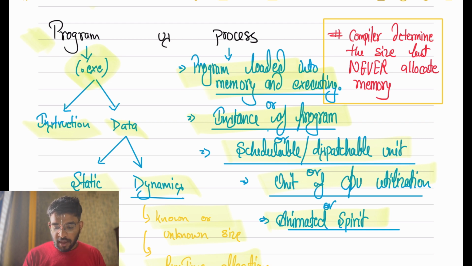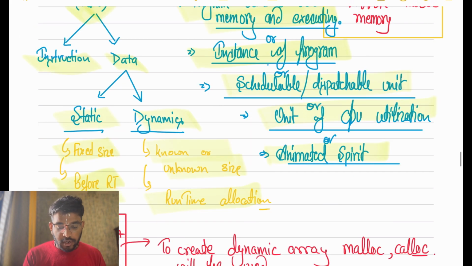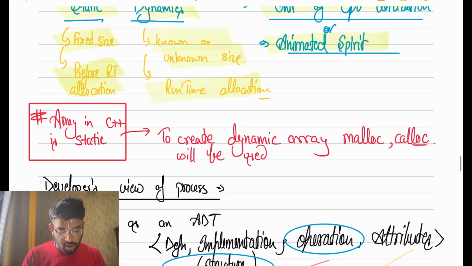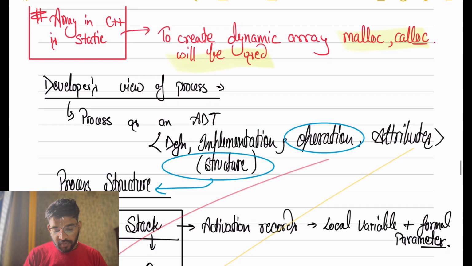The compiler determines the size but never allocates memory. During compilation, the compiler only determines the size but never allocates the memory. It's an important thing you need to remember. Arrays allocated in C++ are static in nature. To generate dynamic arrays, alloc, malloc, and calloc are used.